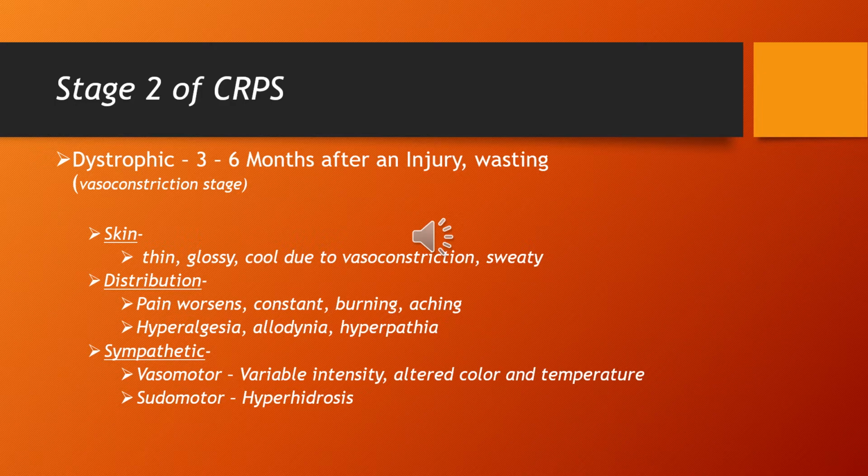The sympathetic responses, again, the vasomotor, this time it's variable in its intensity and it's not as exact as the acute stage. This time you can have altered color and temperature. You can have the mottling of the skin, as that looks marbly, as we had discussed before, and possibly purplish looking. And again, the pseudomotor response, the hyperhidrosis.